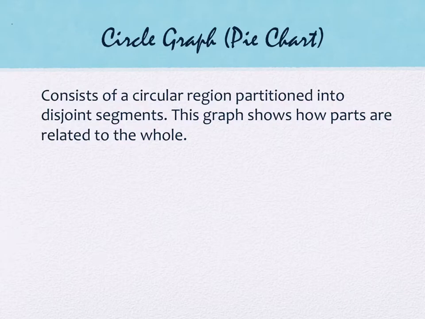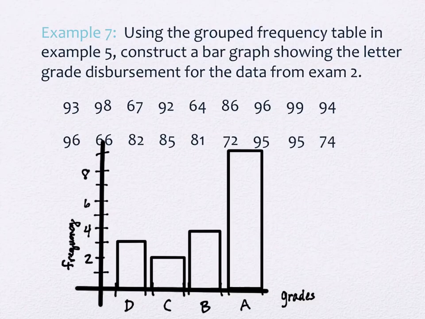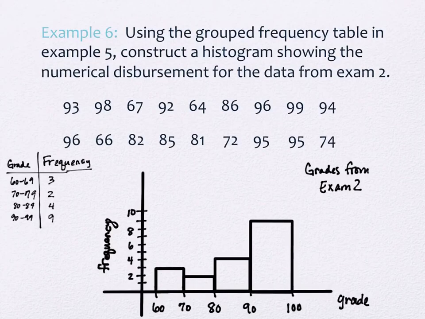Okay. So our grouped frequency table that we had from example 5, the one that I've rewritten down once, we're going to actually use that data and create a pie chart for that grouped frequency data. So that's the one that we had right here. I'm going to move it over here so that we can have it as a reference point.